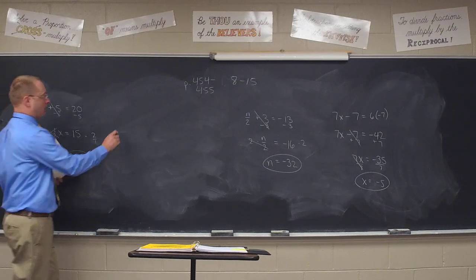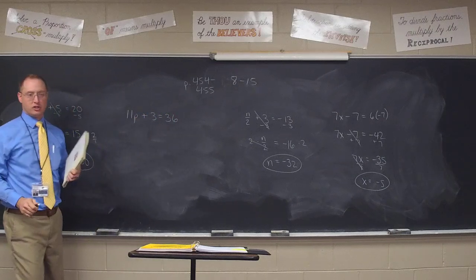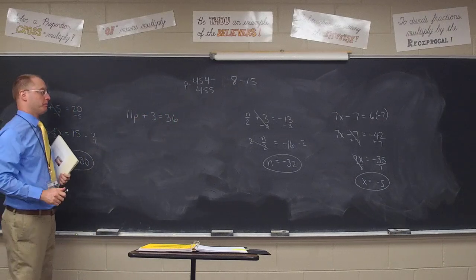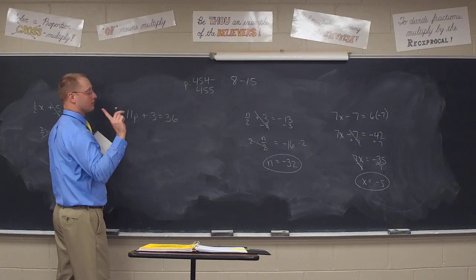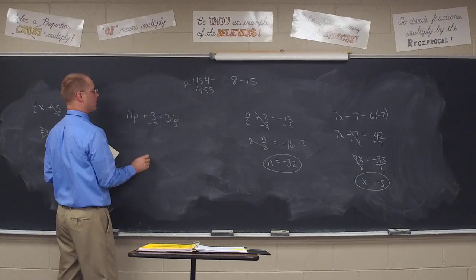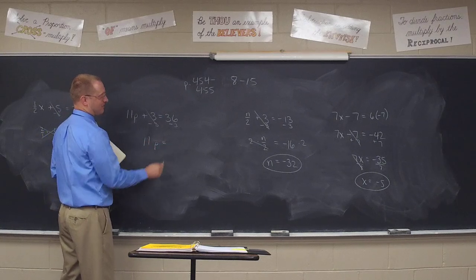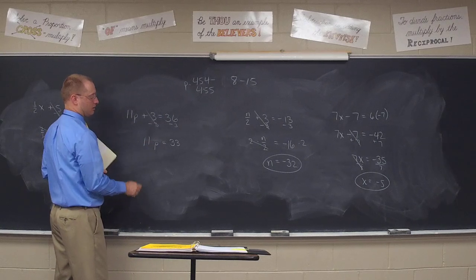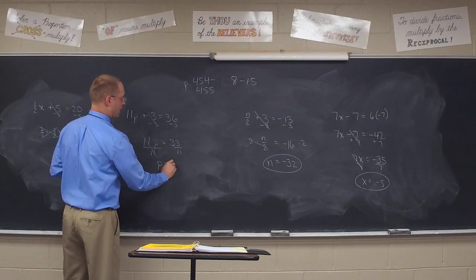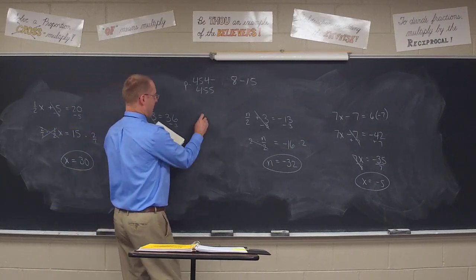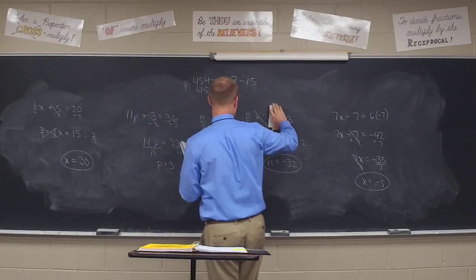Looking at the next one, we got 11p plus 3 is equal to 36. And let's go to Elaine. What do we need to do? We need to subtract 3 on both sides to get 11p equals 33, and then you divide by 11 on both sides to get p equals 3. Excellent job. And then the last one, we had n over 8 plus 13 equals 4 plus 11.